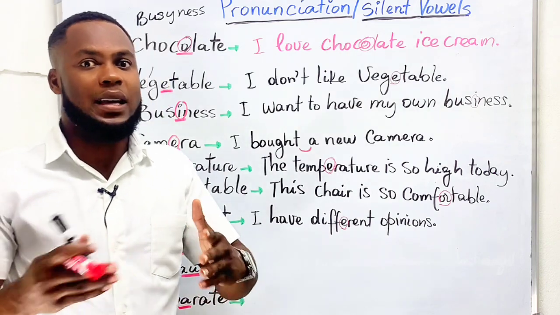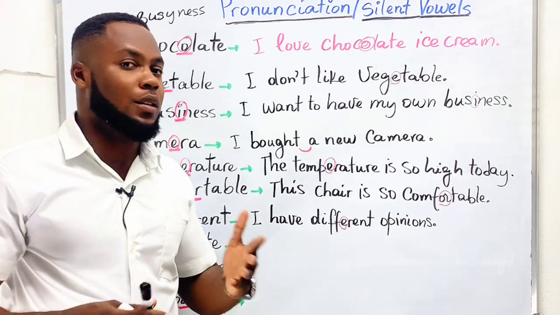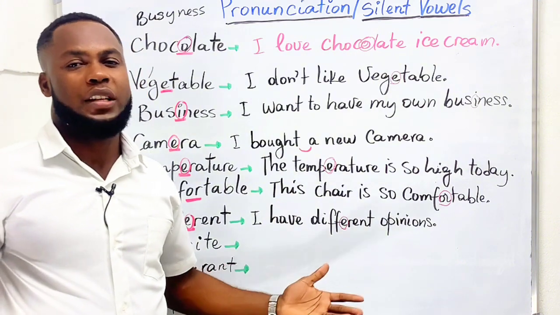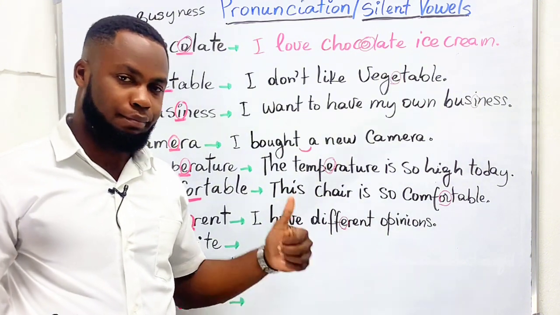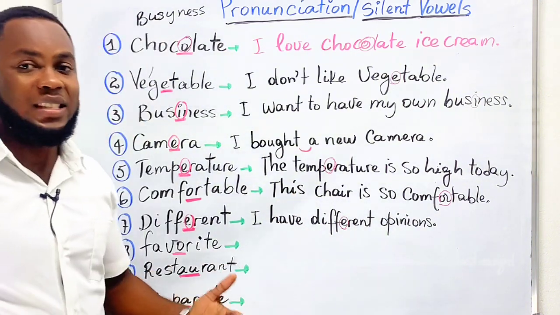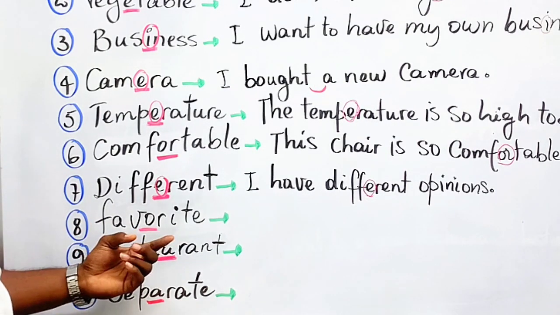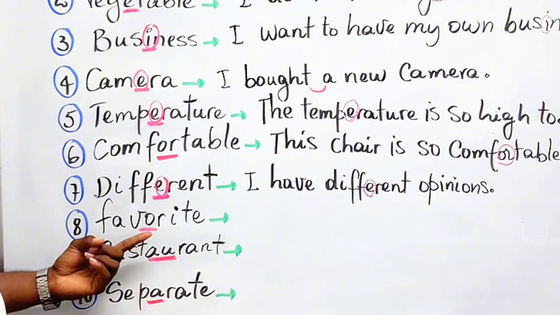Ça veut dire par contre qui ça peut faire exactement. Okay? I don't know what to do. I have different opinions. Or I have different points of view. Alright? Good. And we have the next one, favorite. Let's say that one more time.